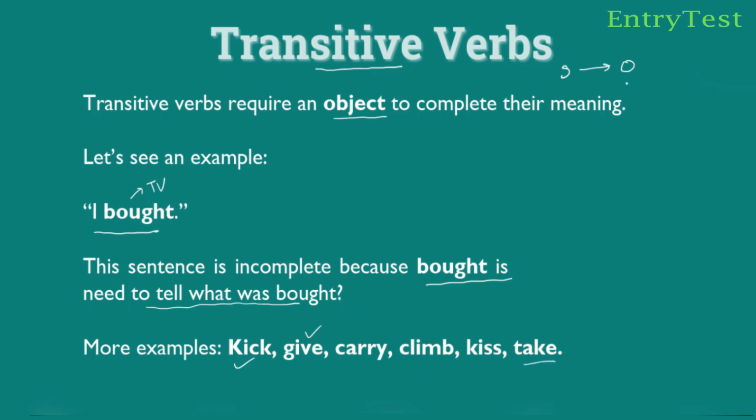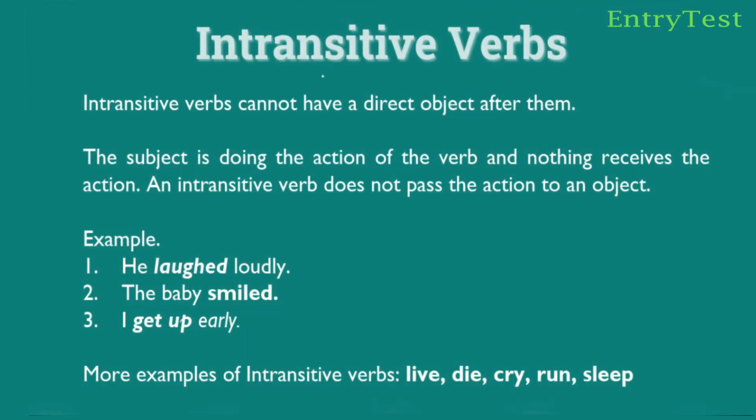You need an object. So if I say I bought a phone, phone is my object. It is the name of a thing. So that's how my sentence will be complete. Now intransitive verbs, so pretty intuitive, आपको समझ में आ गया होगा.